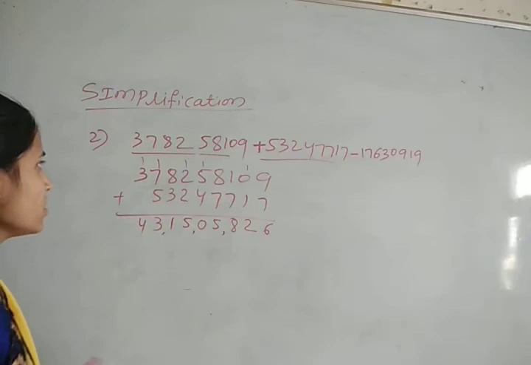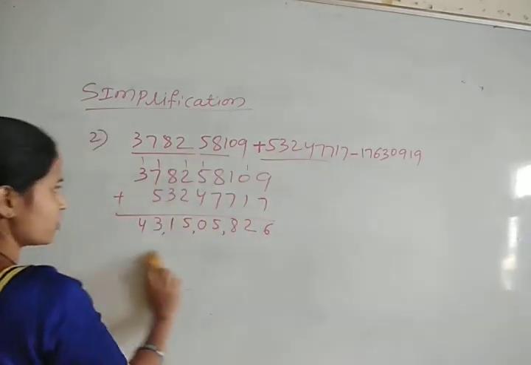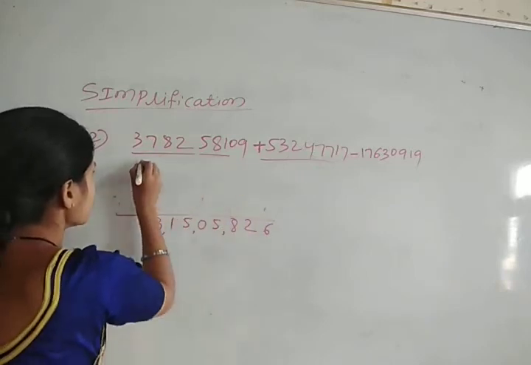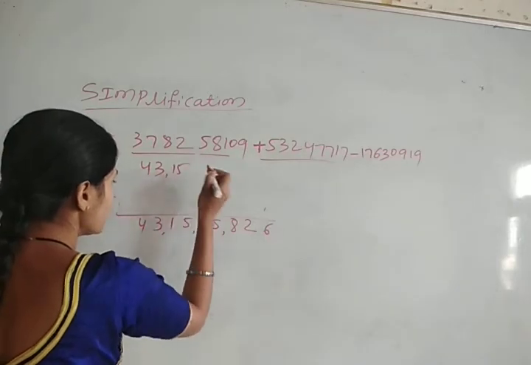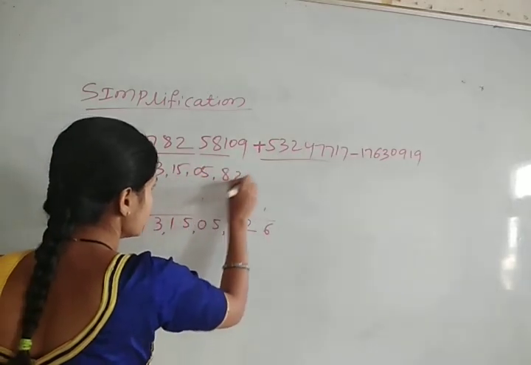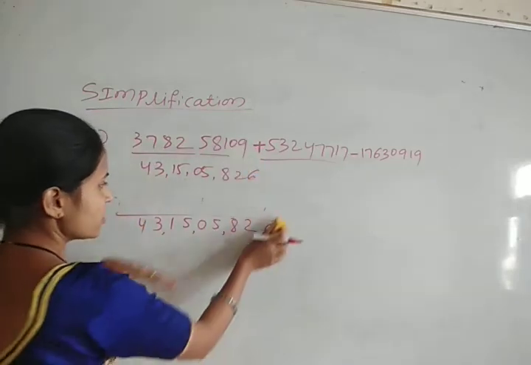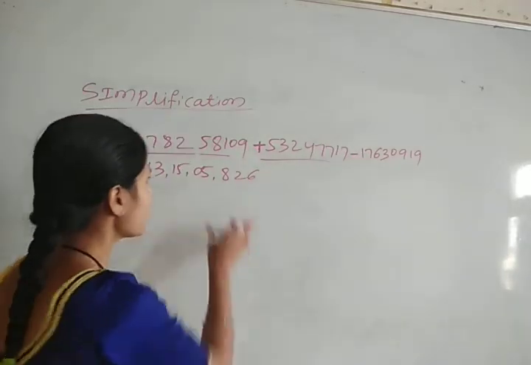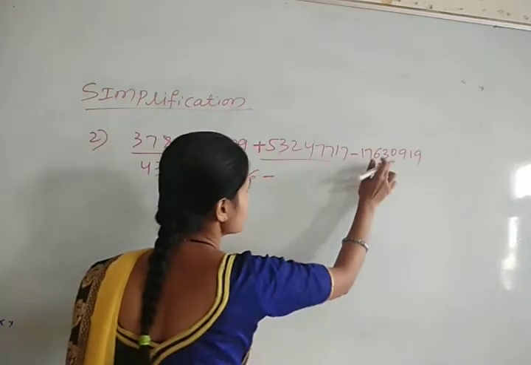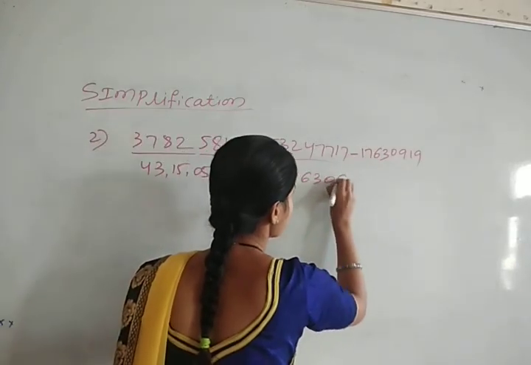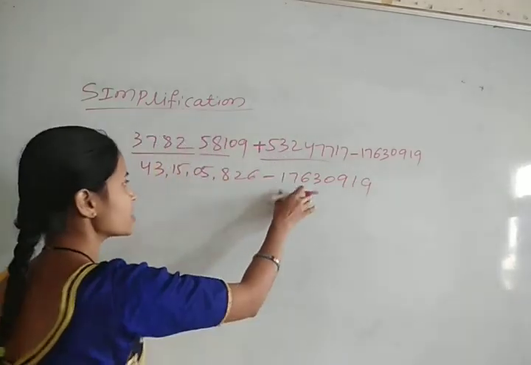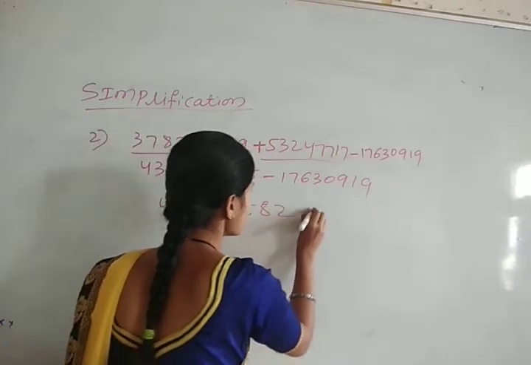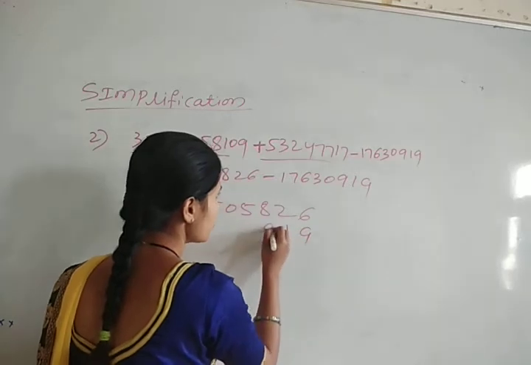Okay. Now in place of these two numbers I can write this one. Okay. So what I will do is I will write the result of the addition of the two numbers. Okay. In place of these two numbers I will write the result which we have got after adding those two numbers. So now I have written the result and now write minus symbol. Okay. So here we need to subtract this number from this one. Now let us subtract 431505826 from this. I will subtract this one.